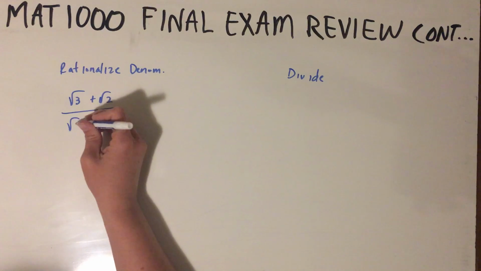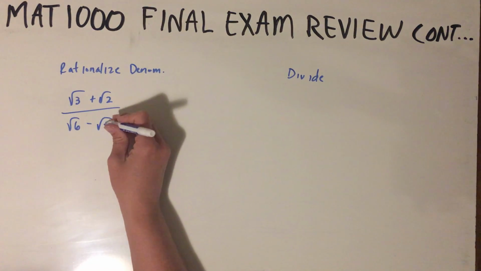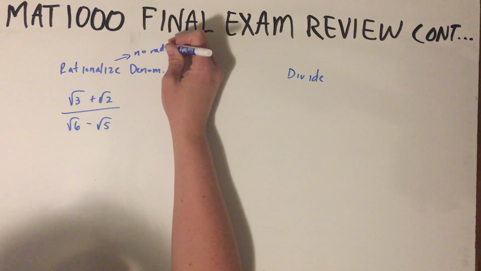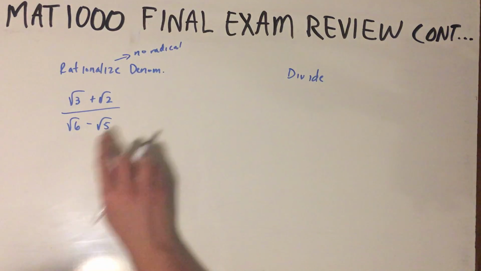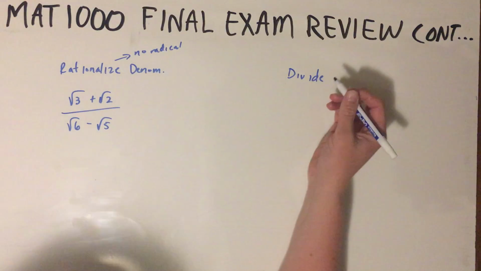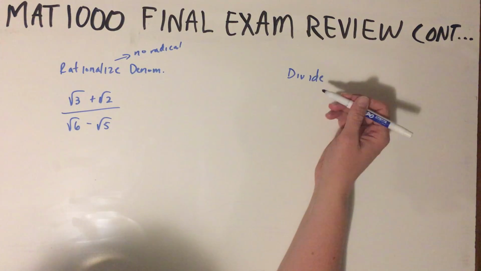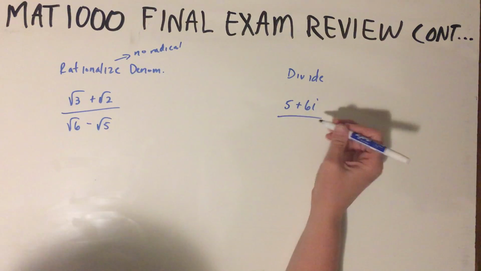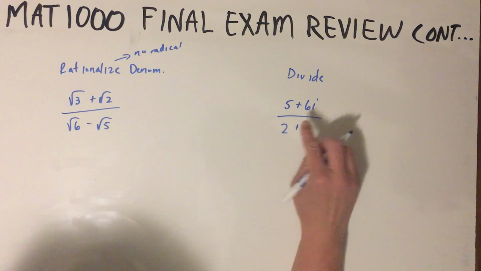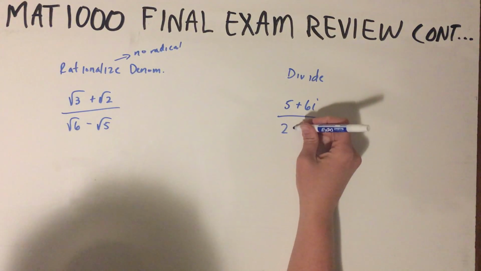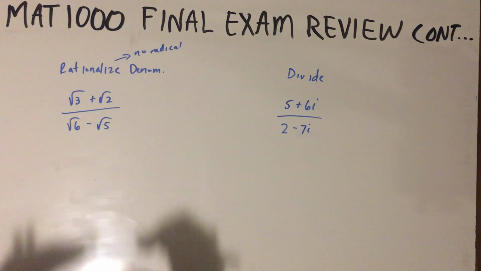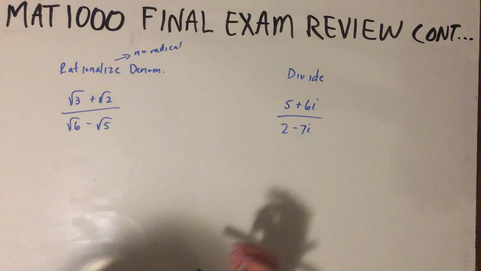And remember that rationalizing the denominator means to get the square root out of the denominator. Okay, so we want no radical in the specified place, which in this case is in the denominator. We could also have, with complex numbers, this would just say divide, but it's the same process. So let's look at this. All right, so dividing radicals or rationalizing the denominator, same thing.